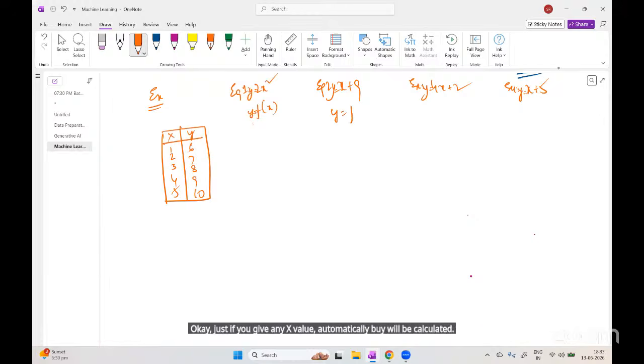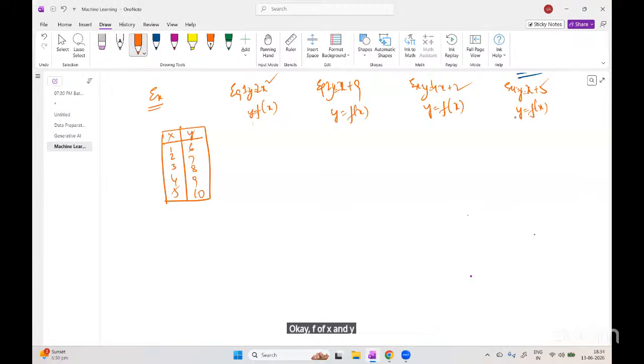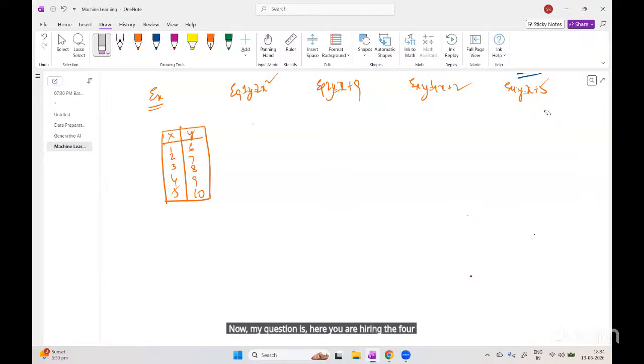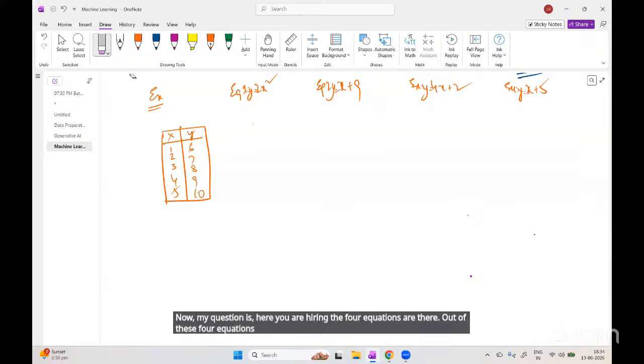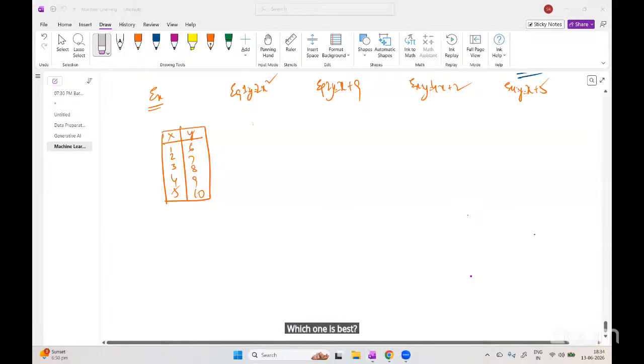So y is equal to x plus 9. Here also y is f of x. In all these cases, y is equal to f of x. Now my question is, you are having 4 equations here. Out of these 4 equations, which equation is best? Which one is best out of these 4?